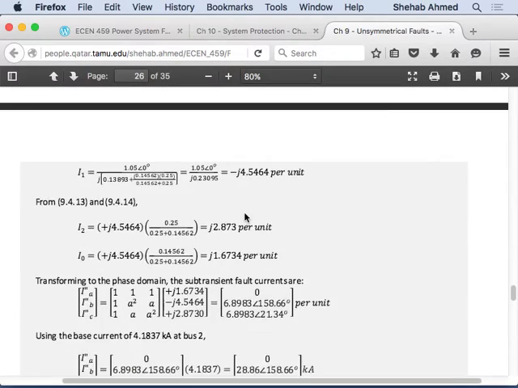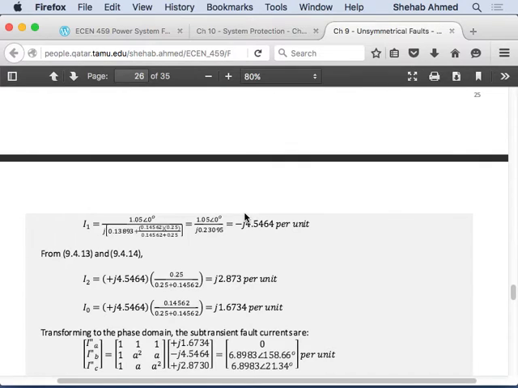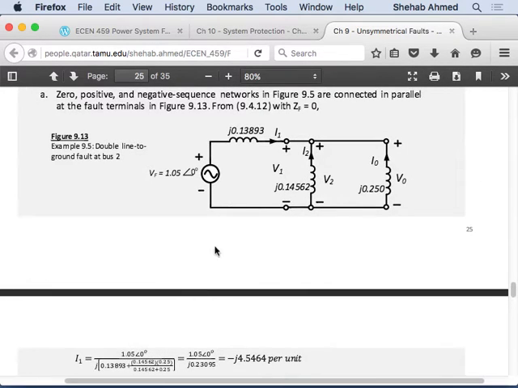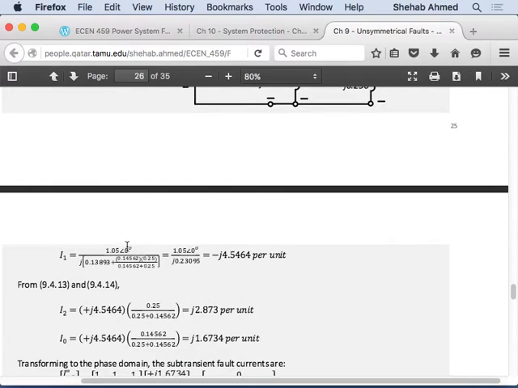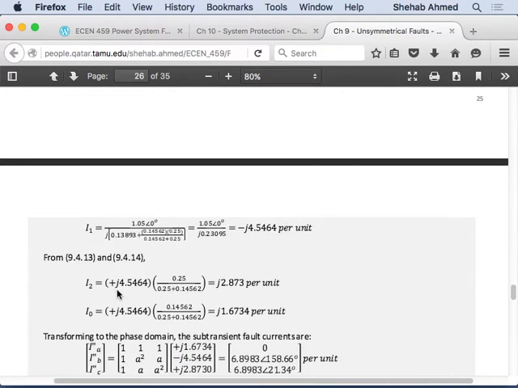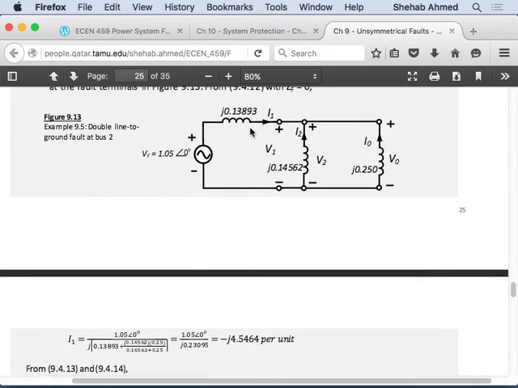So first we looked at our circuit. We want to calculate I1. How do you calculate I1? I1 is this voltage divided by the parallel combination of these two impedances plus this series impedance, right? That's how you calculate I1. So that's what they have here. It's the voltage divided by the parallel combination of the impedances plus that series impedance. So they found I1.